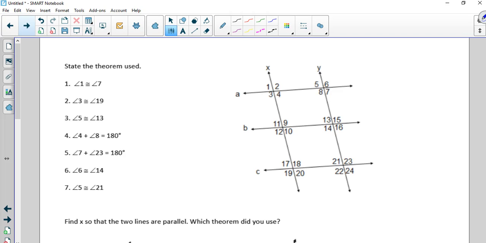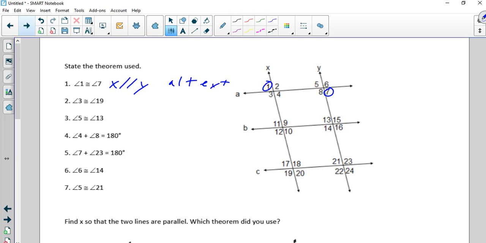All right, so let's look at which of these lines are parallel. On mine, it was on the previous page, but it's at the top of your page. So, state the theorem used. 1 and 7, that proves that X and Y are parallel. And by which rule? Alternate exterior.